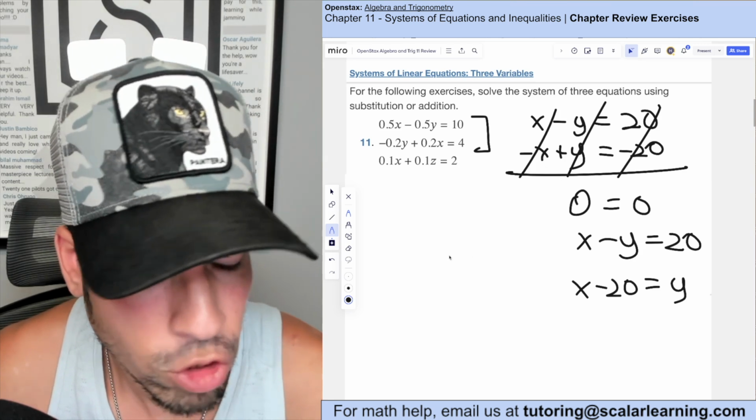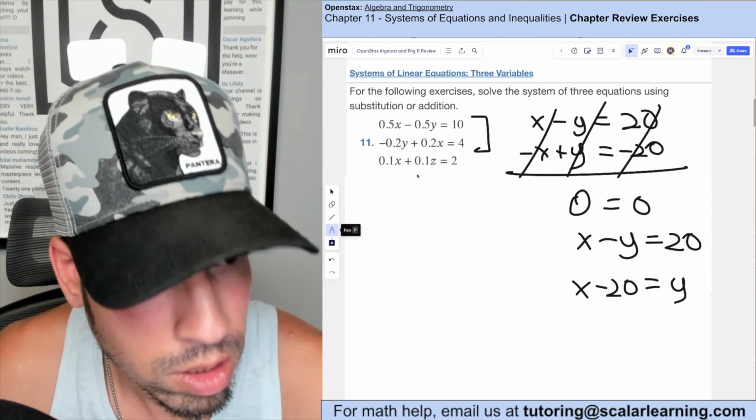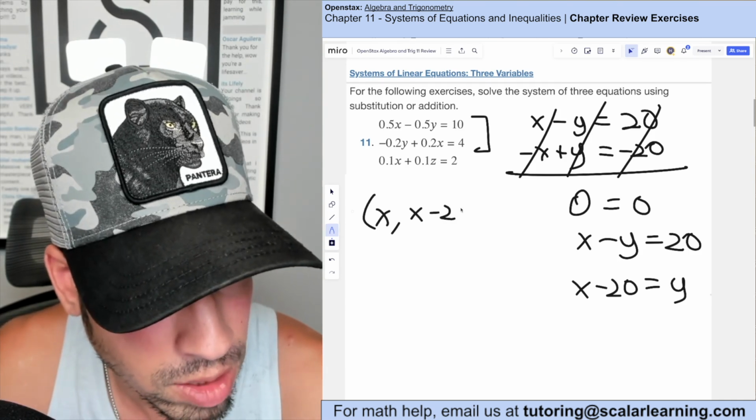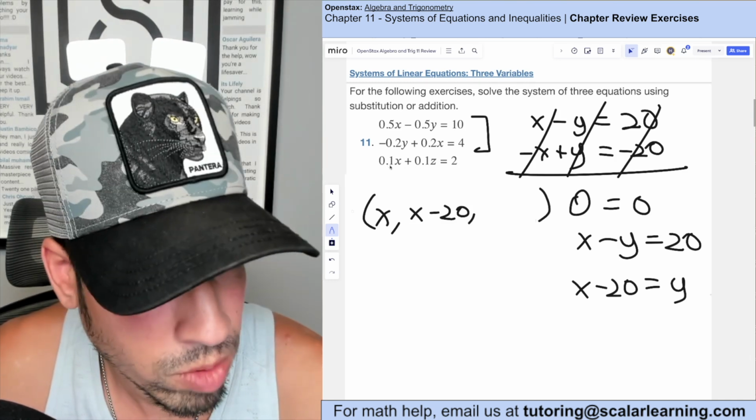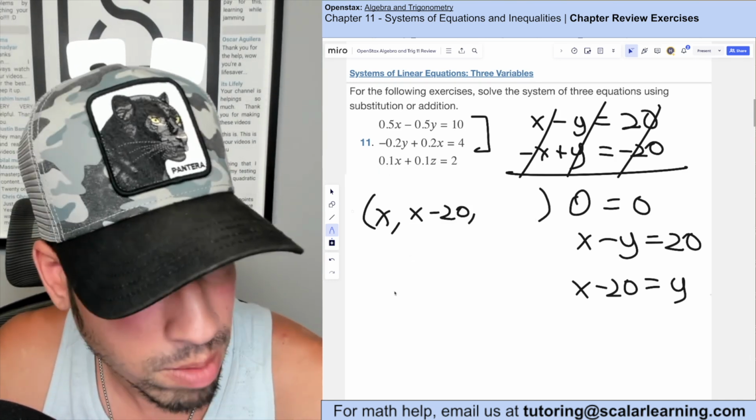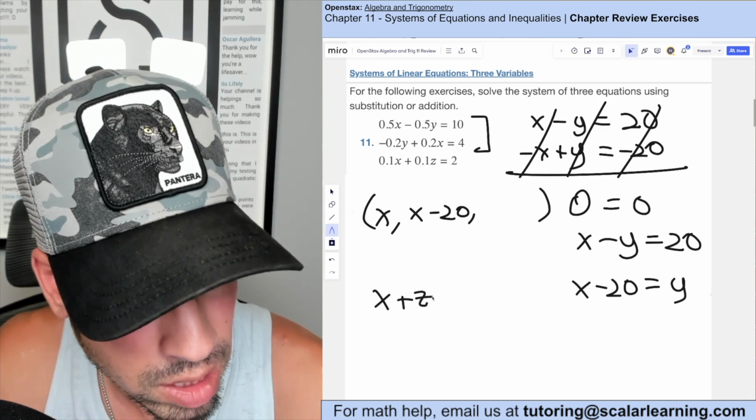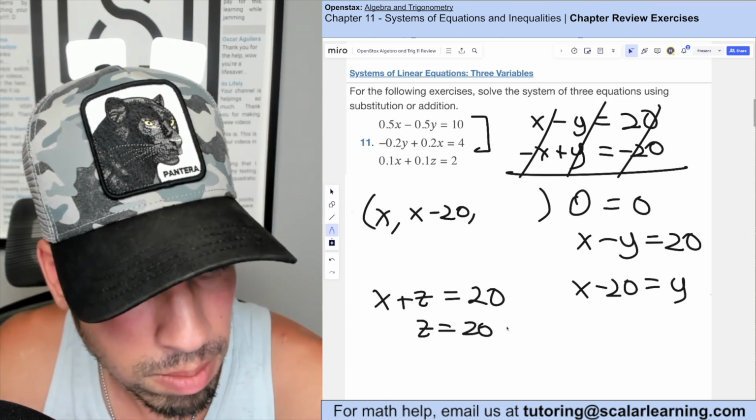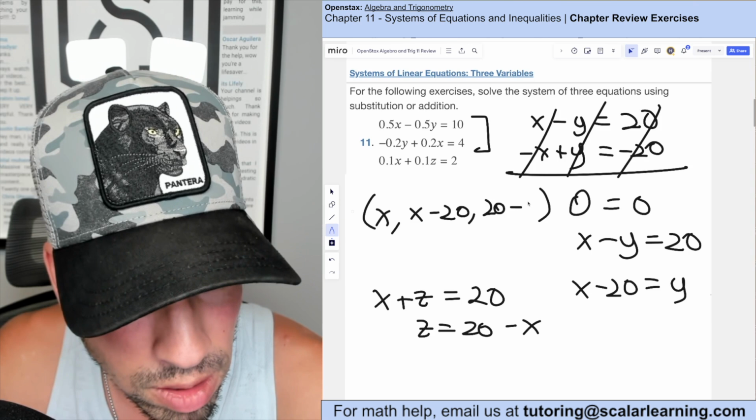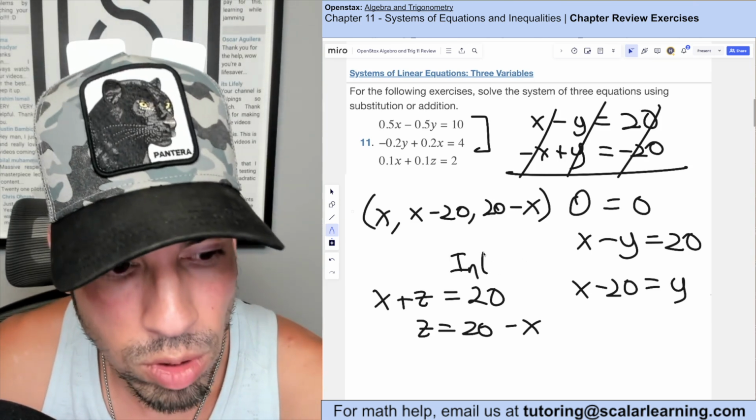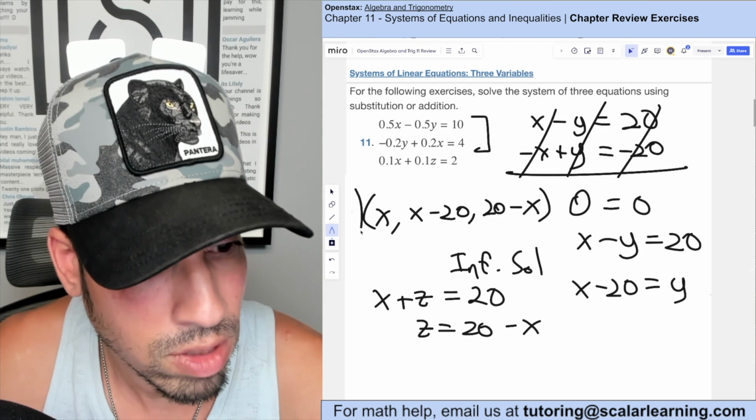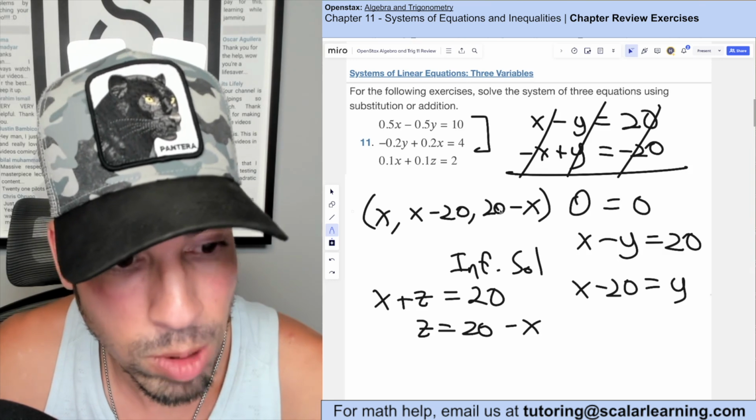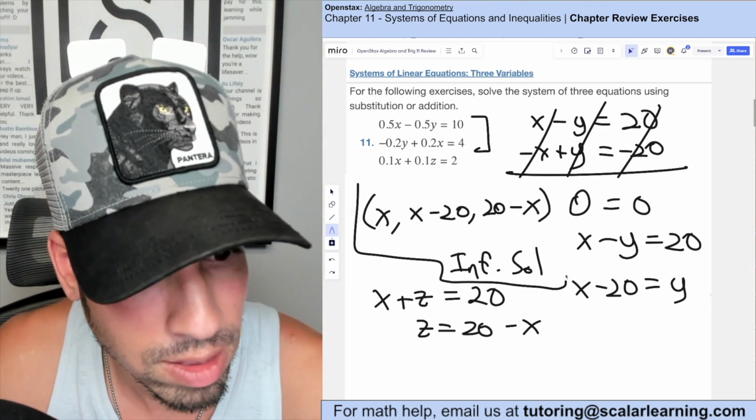So we have an interesting situation now. We know we have infinite solutions, and we know that whatever x is, y has to be x minus 20. And if we want to know what z is in terms of x, we can take this final equation and divide everything by 0.1, and we get x plus z equals 20, which means z equals 20 minus x. So then we can put in 20 minus x like so. So anyways, that's how you do it. There's infinite solutions. This gives the nature of the solutions: whatever x is, y would be 20 less, and z would be 20 minus whatever x is. So that is how you do it.